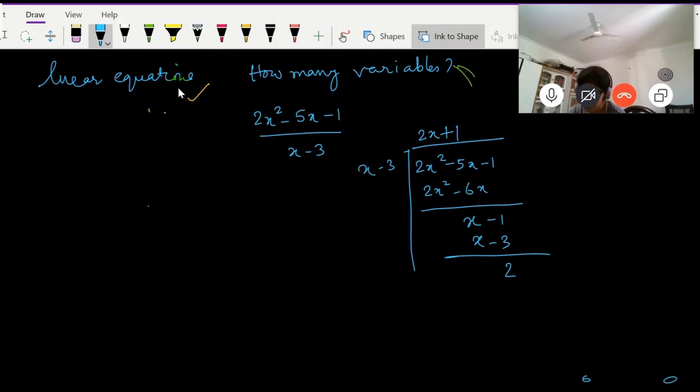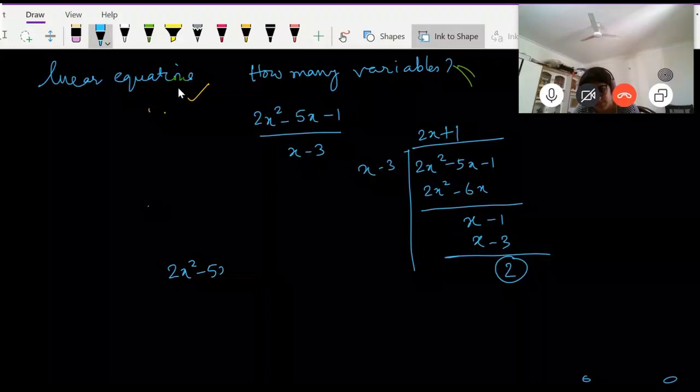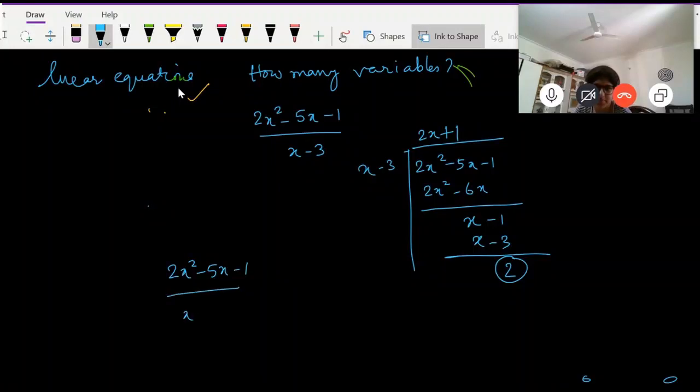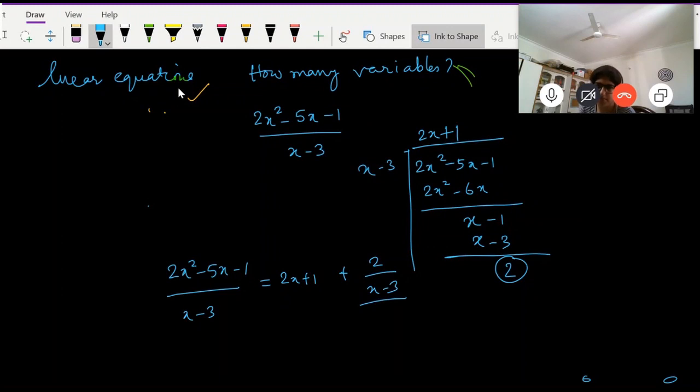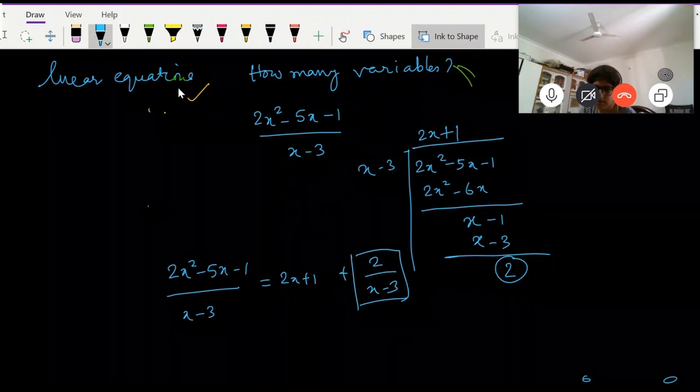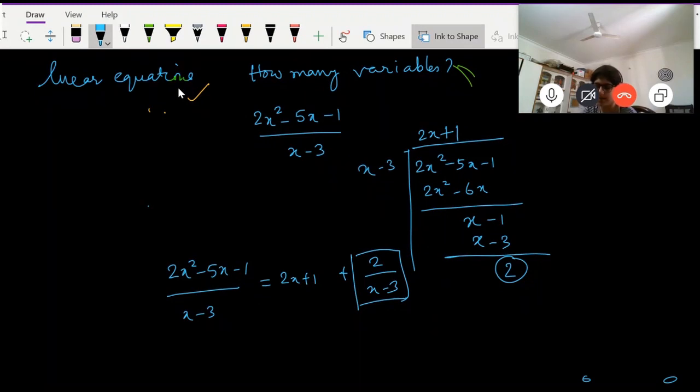Then how do we divide it further? We cannot. So it's the remainder. 2 is the remainder. So whenever you get a constant term, that becomes the remainder. So that means 2x^2 minus 5x minus 1 divided by x minus 3 will be equal to 2x plus 1 plus 2 by x minus 3. Clear? Okay.